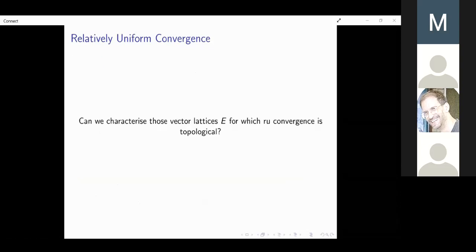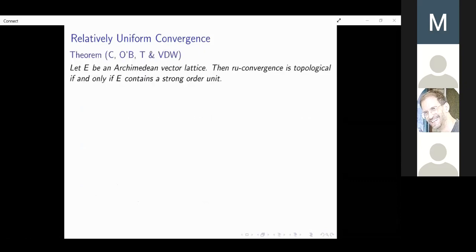So now we can ask, can we give a characterization for those vector lattices for which relatively uniform convergence is topological, similar to the characterization that exists for the other convergence? So here is a theorem. We can, in fact, characterize those vector lattices for which relatively uniform convergence is topological. These are precisely the vector lattices which contain a strong order unit.